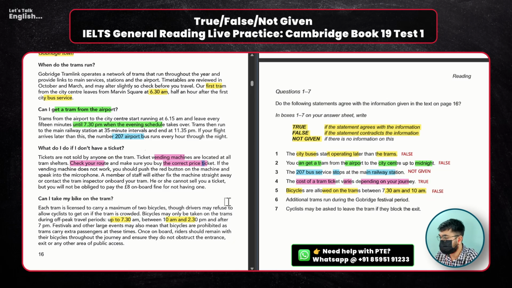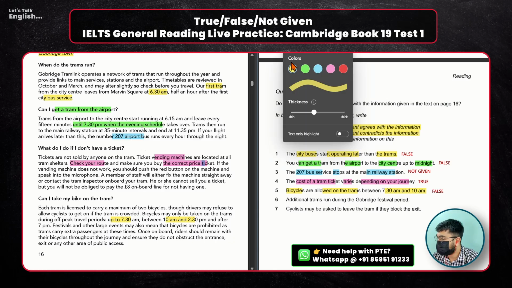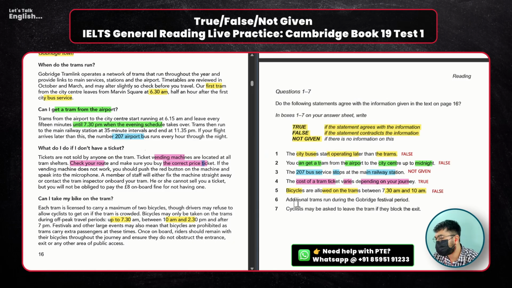अब यहाँ पे I'm getting a little nervous because yeah, what's the need to be nervous? Okay. Additional trams run during Gobridge festival period. तो टेक्निकली क्या मतलब है? Additional trams मतलब और extra trams चलाई जाएंगी Gobridge festival period. Gobridge festival period should be easy to identify.